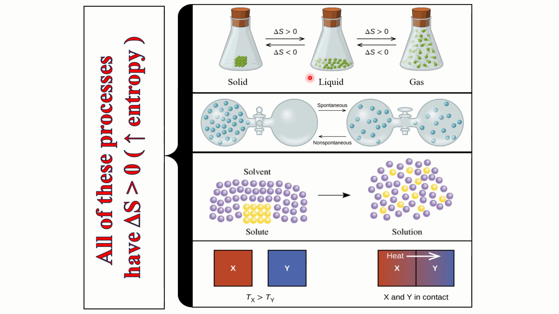Here are a few more concrete examples. All four of these show the entropy increasing, or we can say that delta S is greater than 0. So going from a solid to a liquid, that's an increase in entropy. From a liquid to a gas, also an increase in entropy. Here, going from a packed-in ordered system where all of the gas is on one side of the container to a more disordered system where the gas is dispersed throughout both containers, this is an increase in entropy.